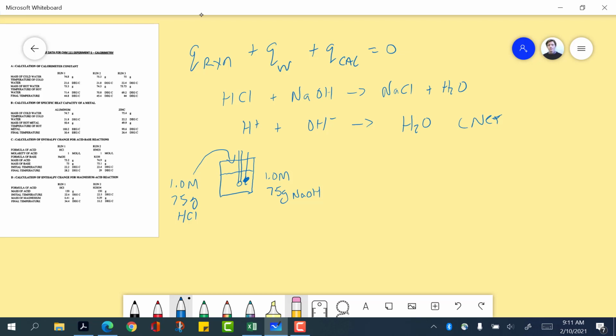And so what we do is we add the acid. We'll have the initial temperature of the acid before we add it. We'll have initial temperature of the base before we add it. Then we add our acid and we mix it and we record the final temperature.